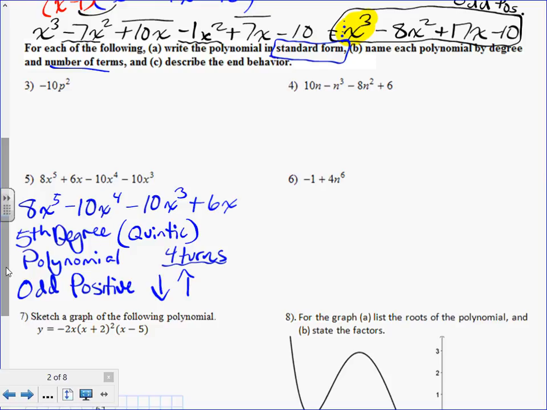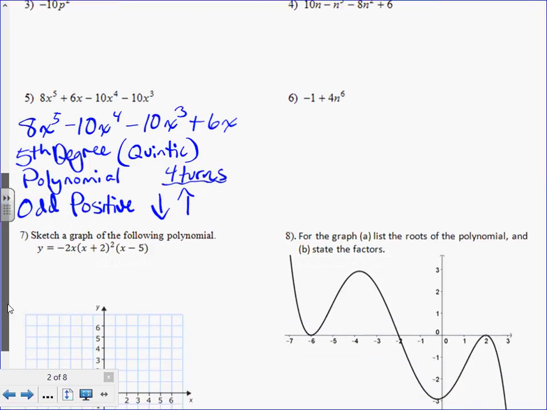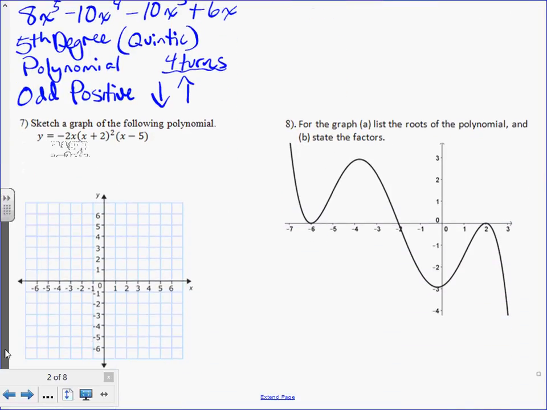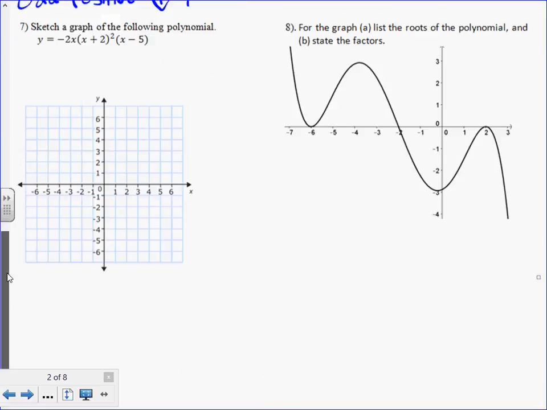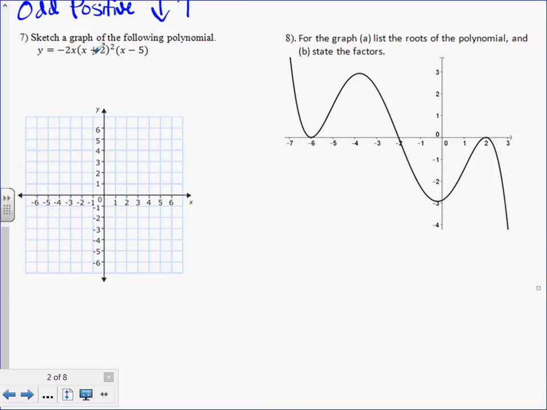Okay, how about one of these and then see what we can do next. Number 7, yeah, number 7. It says sketch a graph. Alrighty. Okay, Yasmin. Say what? Just tell me. Oh, you didn't have your hand up? Okay.